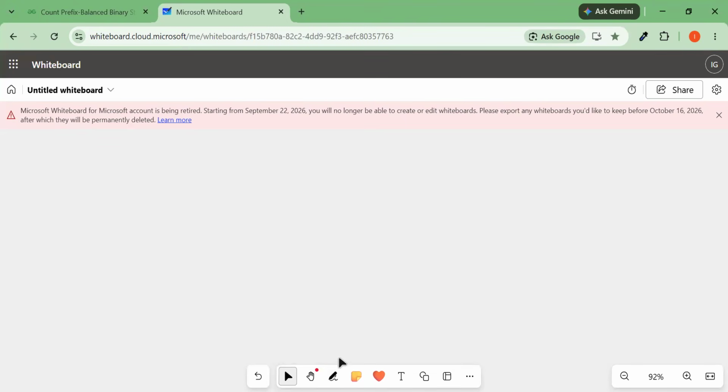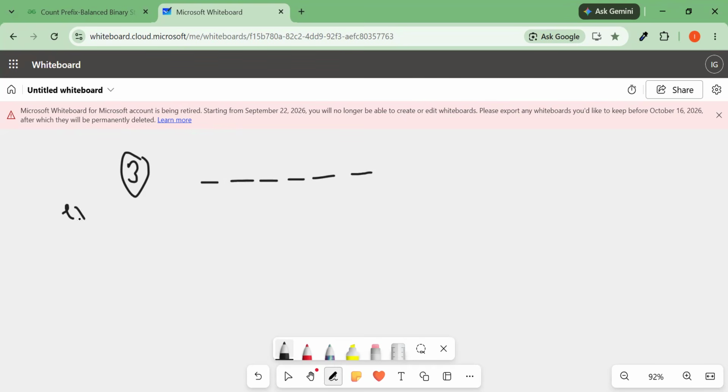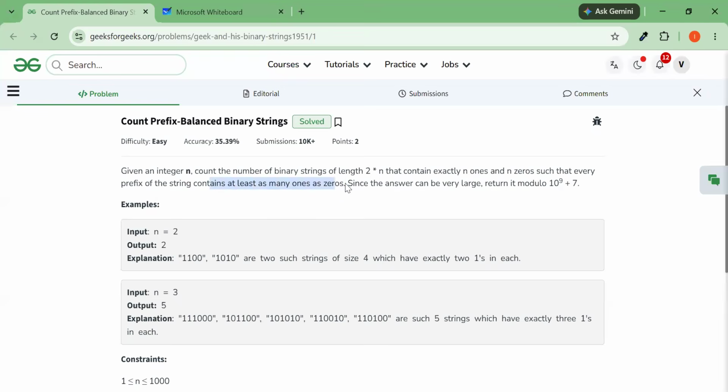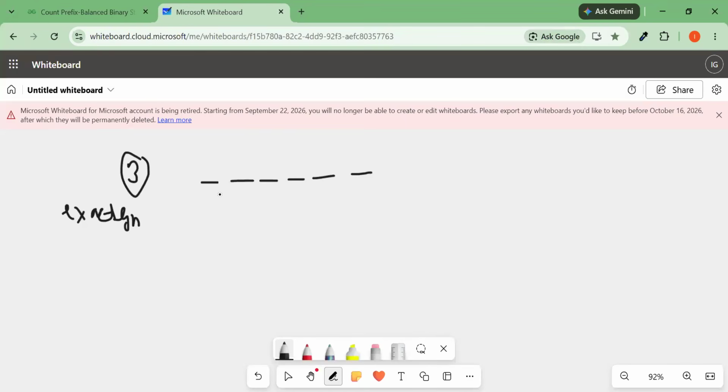Consider we are given n equal to 3. Mark these points 1, 2, 3, and we have to make a string of length 2n, so consider we have six spaces. How will we start? There are two conditions. First, exactly n ones and n zeros are needed. Second, for each and every prefix, you should have at least as many ones as zeros. You have to make sure of these two conditions.